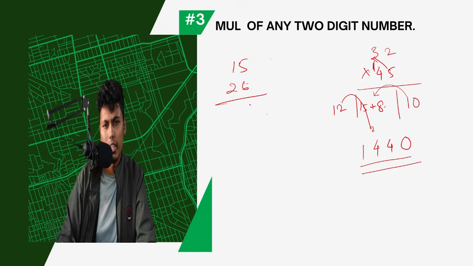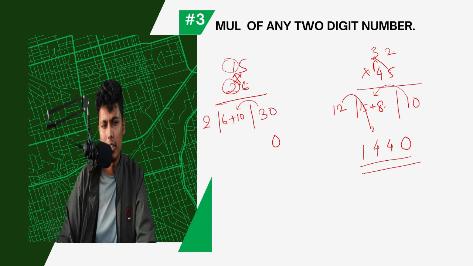6 5 is 30. Okay, 6 1 is 6, 5 2 is 10, right? 6 1 is 6 plus 5 2 is 10, and this one will be this side, 2 into 1. Okay, 2 1 is 2. So 0, 3 will go here. So 10 plus 6 16 plus 3 19, and 1 will go here, and 2 will become 3. Okay, let me take one more example.